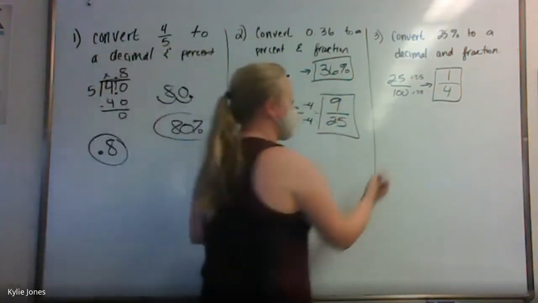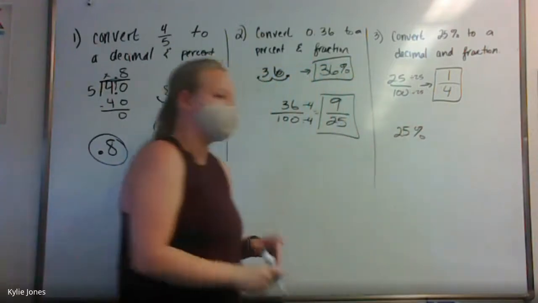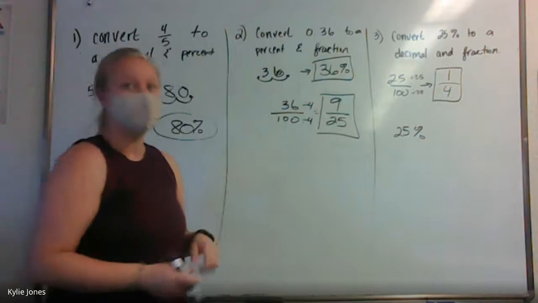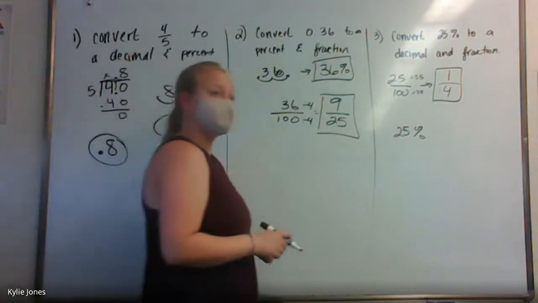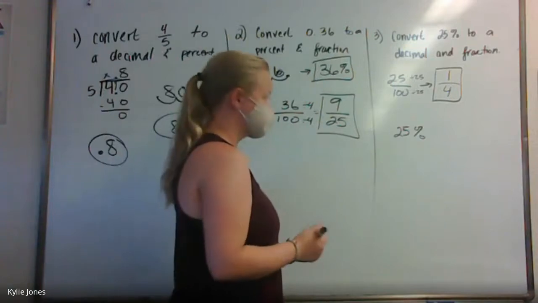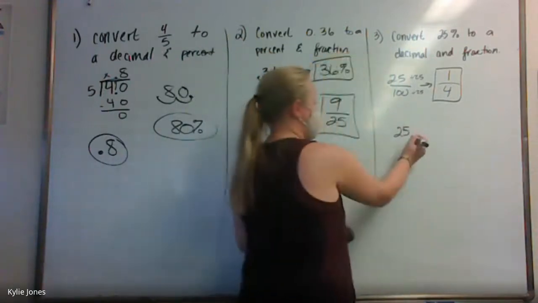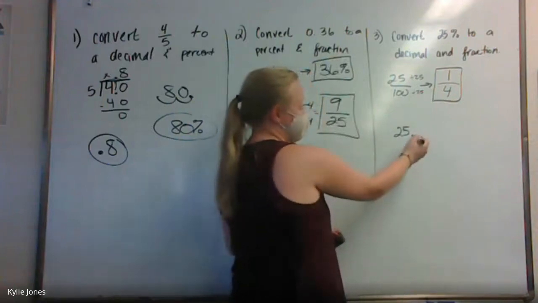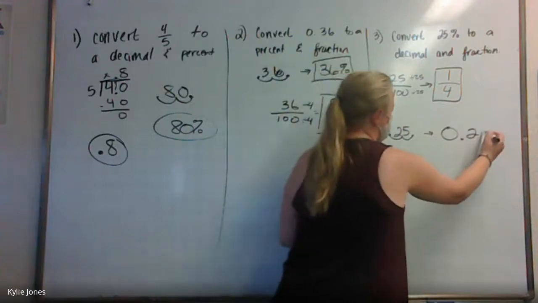It's a percent here, right? 25%. How do I change 25% to a decimal? We don't have to divide at all, actually. Basically you drop your percent sign, put your decimal there, and move it twice to the left. So you get 0.25.